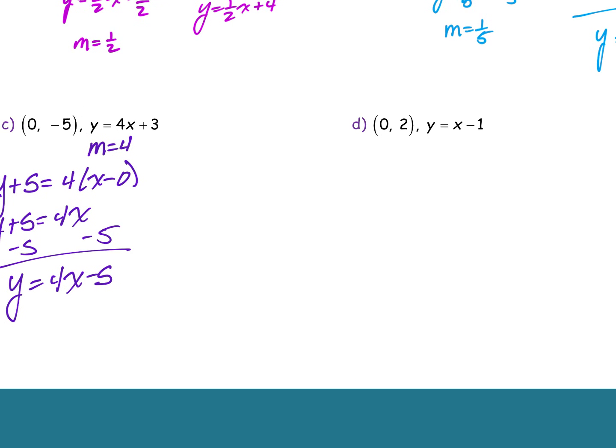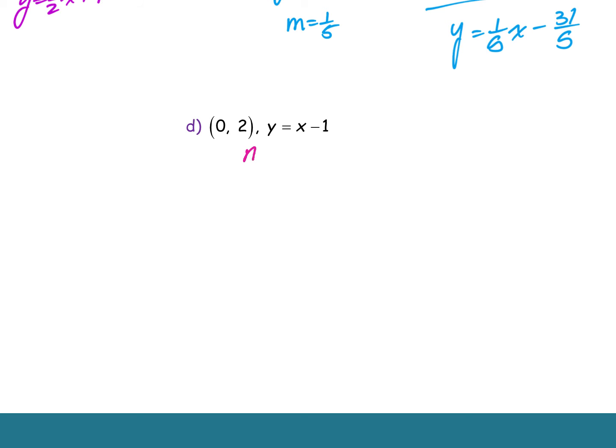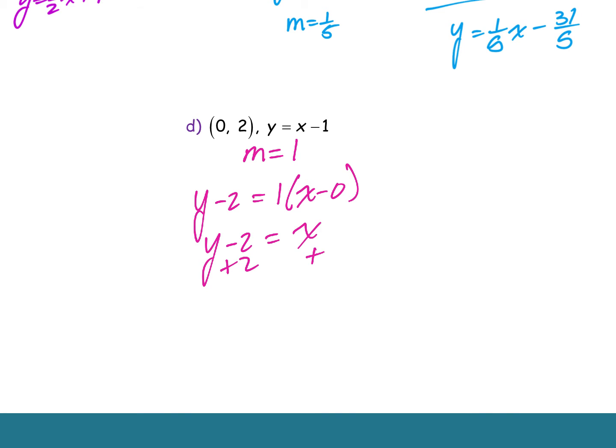Oh, that's good. Oh, I added an extra page. What's my slope? 1. So y minus 2 equals 1 times x minus 0. Y minus 2 equals x. Add 2. Y equals x plus 2. Questions? Everyone's good? Awesome sauce.